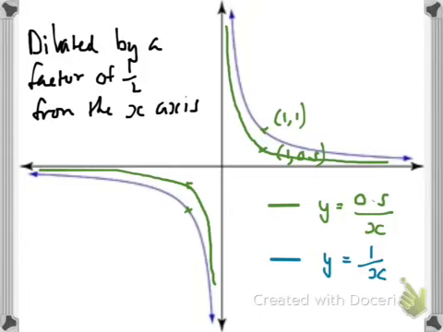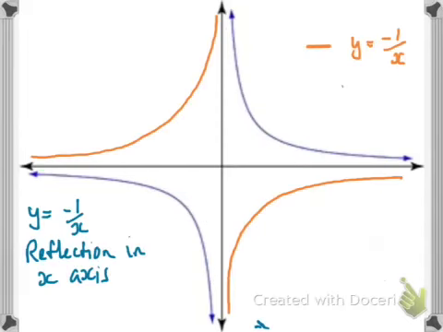So in a sense, it's taken closer to the x-axis, because 1, 1 becomes 1.5. If x is 1, if I put x equals 1 in there, 0.5 over 1 is 0.5. So a number higher than 1 takes it away from the axis. A number between 0 and 1 takes it closer to the axis.